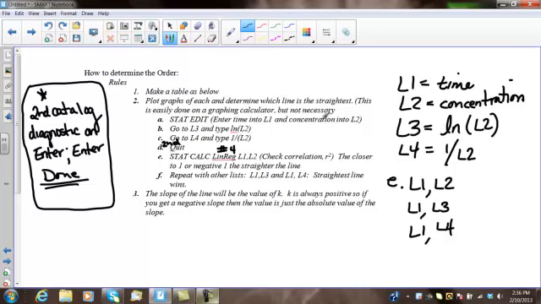The slope of the line will be the value of k. k is always positive, so if you get a negative slope, then the value is just the absolute value of the slope. Please note that in your calculator, the slope is equal to the a value. So I tend to make a habit of when I'm looking up the R values, I jot down the a values so that it saves me time.